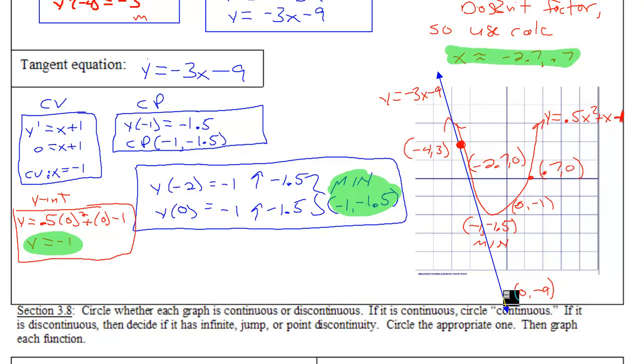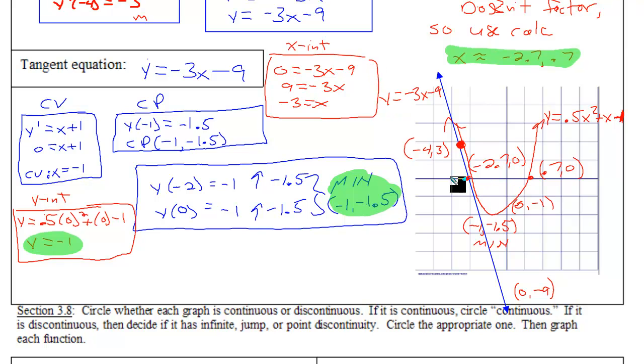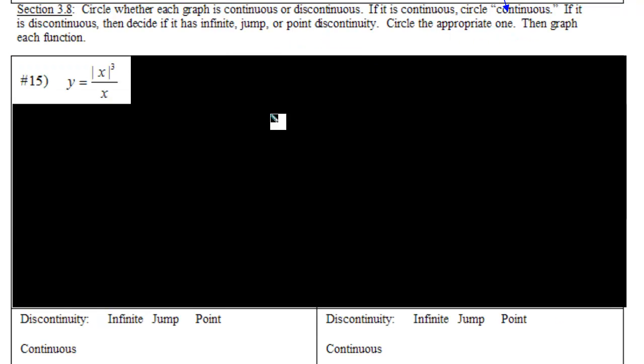Let me get rid of that point. X-intercept for this tangent line, at this point my work is just a mess. It's a giant glob of messiness. X-intercept negative 3. Done.